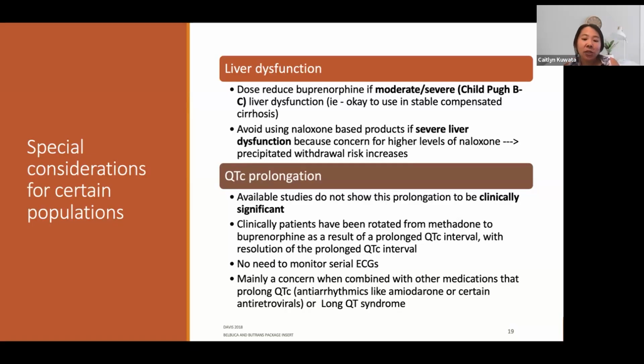And then, the other thing just to be aware of is you wouldn't necessarily want to use it in someone who already has problems with prolonged QTC or long QTC syndrome, right? If you're already starting with that population, it could be worrisome. Maybe that could be a reason to be a little bit wary, but you're not doing routine monitoring.